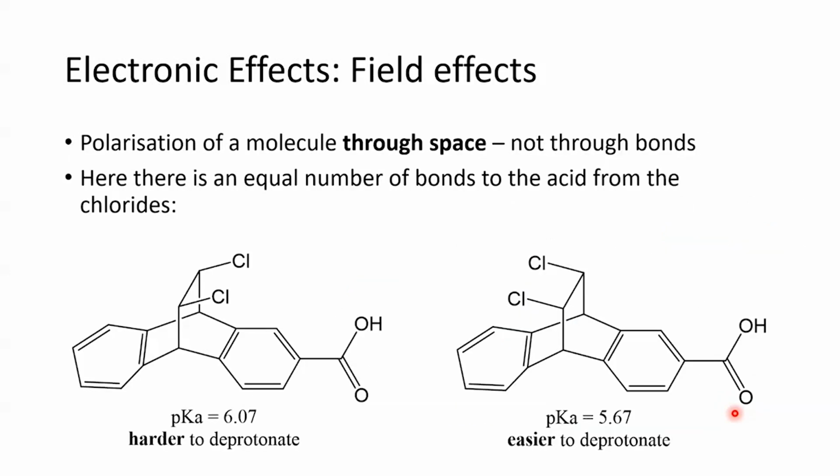Keeping with electronic effects, now looking at field effects, this is polarisation of a molecule through space, not through direct bonds. If we take a look at these two molecules shown here, we're again looking at the acidity of the molecule or its propensity to give up that proton. Now you should see that there's a difference in the pKa between these two molecules, meaning that the molecule on the left is harder to deprotonate, whereas the molecule on the right is easier, making it a stronger acid.